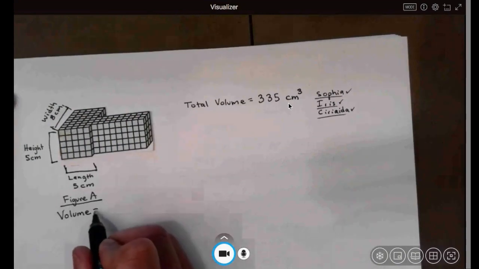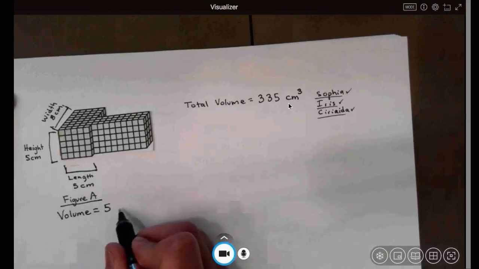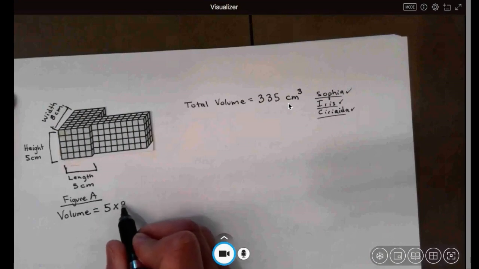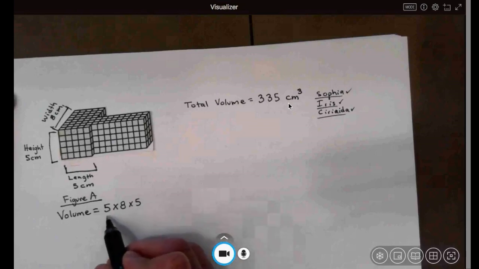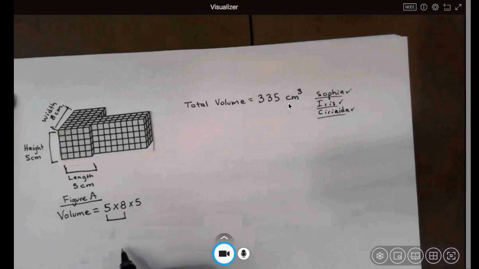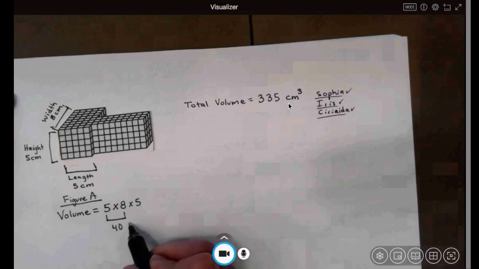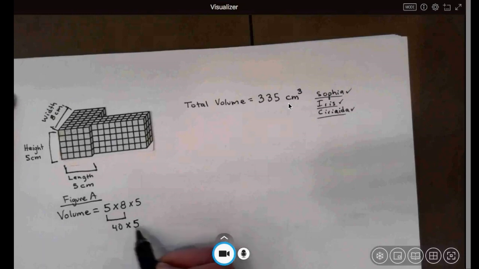I multiplied 5 times 8 times 5. All right. And what is 5 times 8? 40. And then what do you do with that 40? I multiplied it with 5. Times 5. Great. Yes. So 40 times 5 is what?